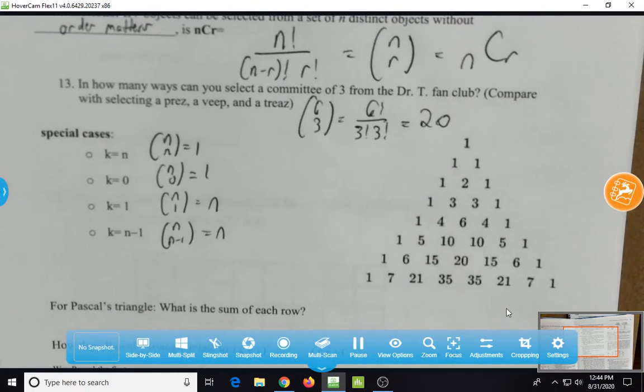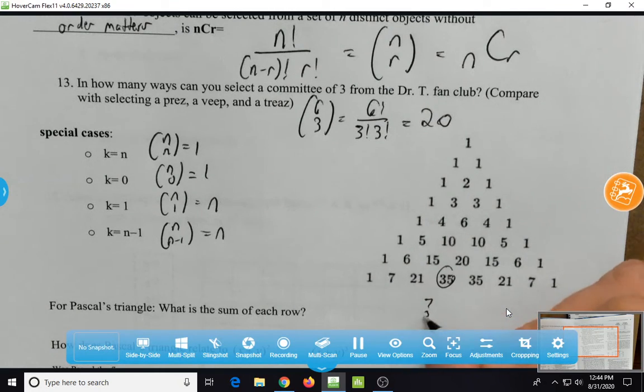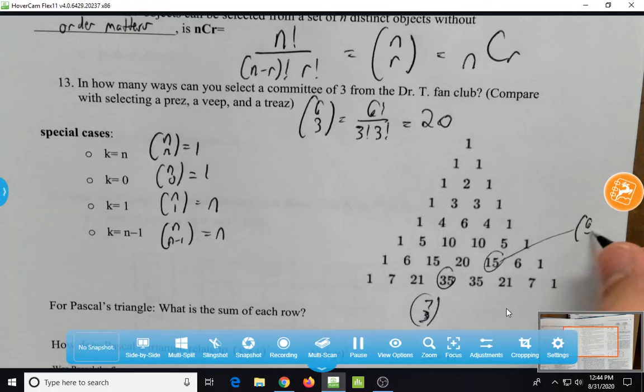So for example, what would this 35 be right here? What is 7 choose 3? Yes, this is 7 choose 3 right here. And this 15? 6 choose 4. 0, 1, 2, 3. Yeah, 6 choose 4. Right.